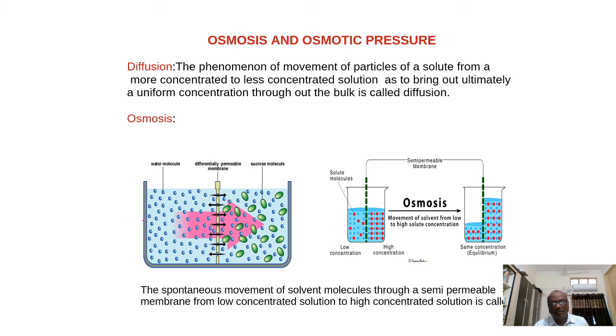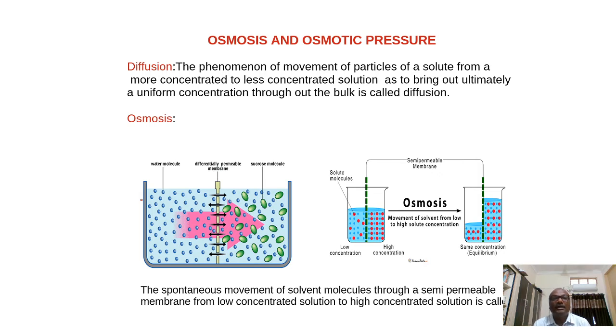The phenomenon of movement of particles of a solute from a more concentrated to less concentrated solution to bring out ultimately a uniform concentration throughout the bulk is called diffusion. Means in the process of diffusion, the solute particles will move from high concentration region to low concentration region till the equilibrium is established. What is the equilibrium finally? The equilibrium is nothing but uniform concentration. Both of these solutions now settle at a uniform concentration. This is the meaning of diffusion. There we see the movement of solute particles.